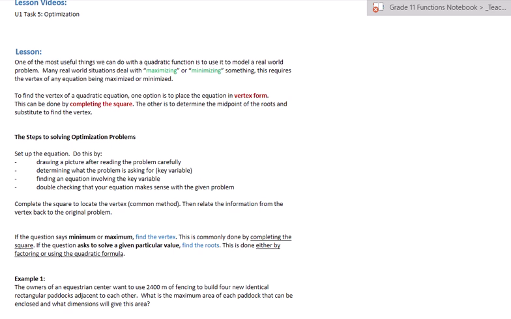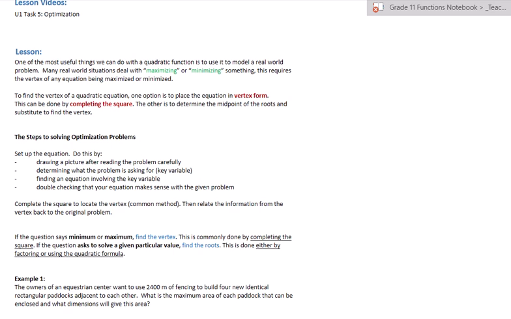Now, the steps to solving optimization problems are the following. You want to set up an equation, and you do this by drawing a picture after carefully reading the problem, making sure you have all the information, and determining what the problem is asking you for and what the key variables are. Find an equation involving a key variable, double checking that your equation makes sense with the given problem. And you want to complete the square to locate the vertex, which is the most common method, and then relate the information from the vertex back to the original problem.